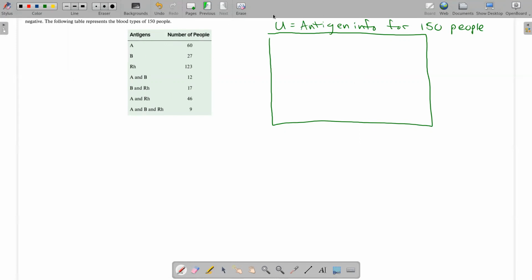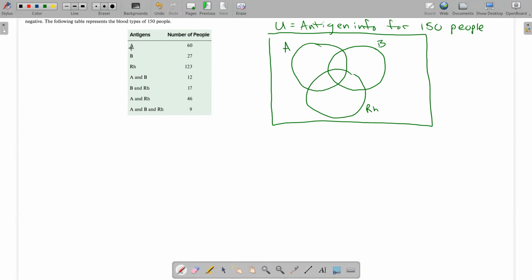So my 3 different sets in my universe here are going to be the set for the A antigen, the set for the B antigen, the set for the RH. So let's say that one there is A. This one right here is going to be B. And down here, we'll let that be the RH antigen.